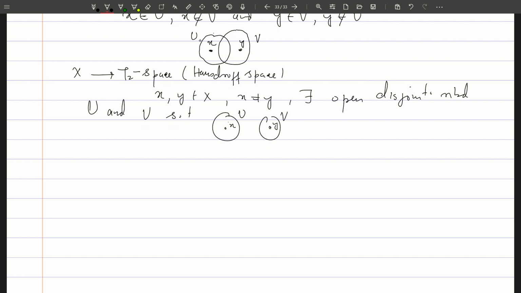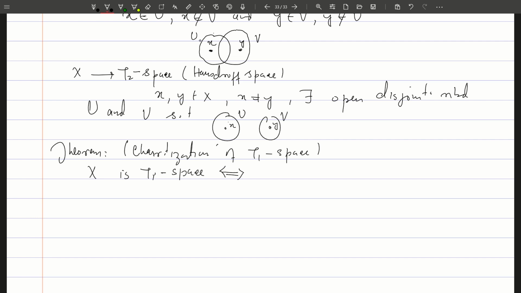Then we did a theorem which states that a topological space X is a T1 space if and only if every one point subset of X is closed. So this is in some sense the characterization of T1 spaces. X is a T1 space if and only if one point sets in X are closed.